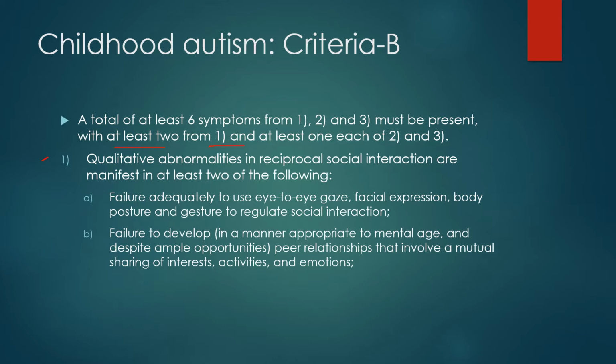Now, number 1, qualitative abnormalities in reciprocal social interaction are manifest in at least 2 of the following. Number 1, failure adequately to use eye-to-eye gaze, facial expression, body posture and gesture to regulate social interaction.